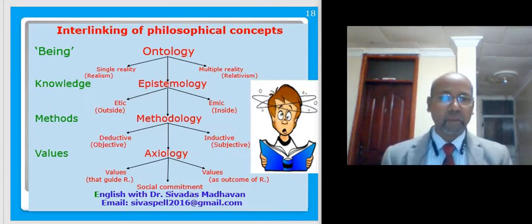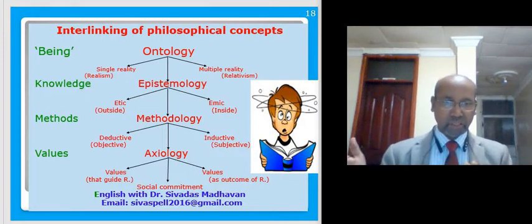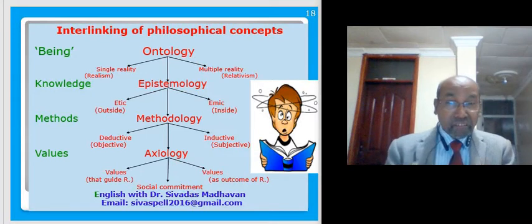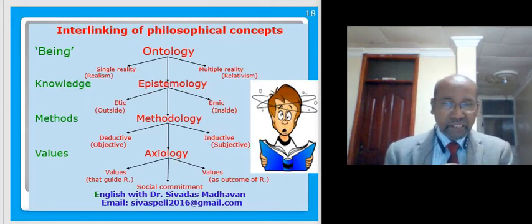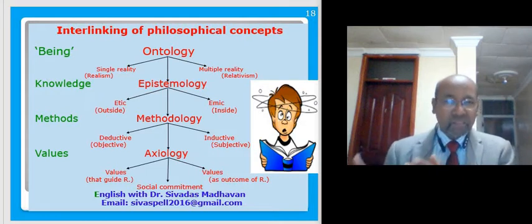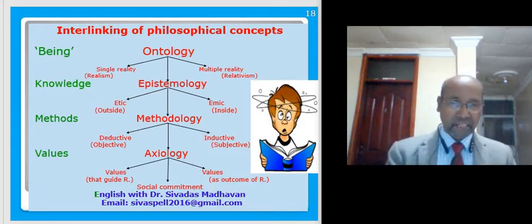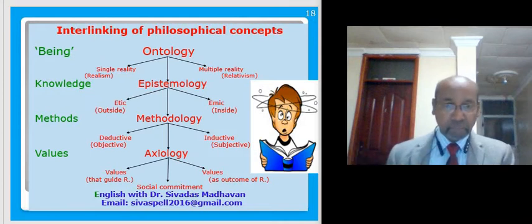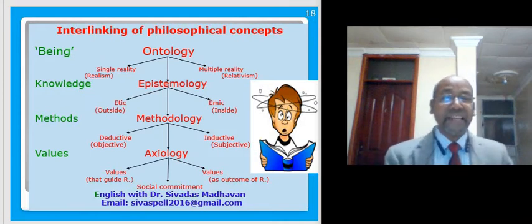Today I am going to talk about linking the philosophical concepts: ontology, epistemology, methodology and axiology. These four concepts are interlinked. First, ontology. Ontology is the study of being, of reality. Reality can be of two types, single reality or multiple reality. Single reality is realism, multiple reality is relativism.